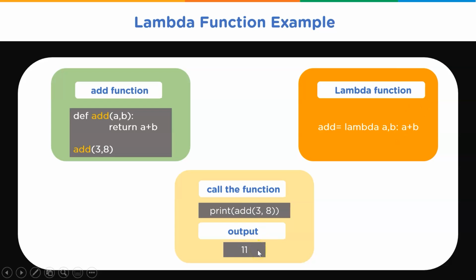Now you can see that instead of using the def keyword, we have used the lambda keyword, and there is no parenthesis required. Anything after the lambda keyword is treated as a parameter or argument. So we use a colon to separate parameters and the expression. In our case the expression is a plus b.